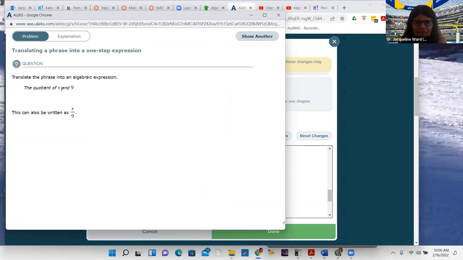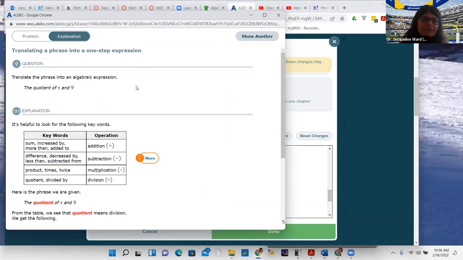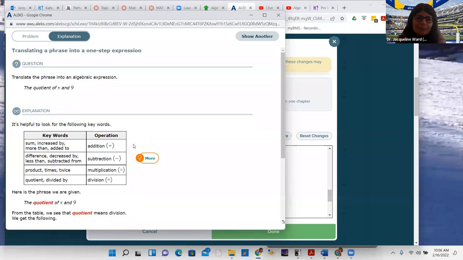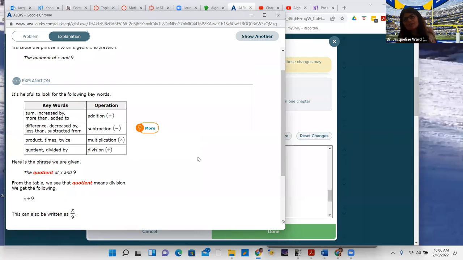The quotient of x and 9. A quotient refers to division. Some of these actually give you the answer right on the problem page, but there's still more explanation if you click on the explanation. They show some key words that generally indicate a particular operation. It's not always, because language can be really subtle, but usually words like sum or increased by refer to addition, difference or decreased by refer to subtraction. A product uses multiplication, or times, or twice is two times something. A quotient is division.